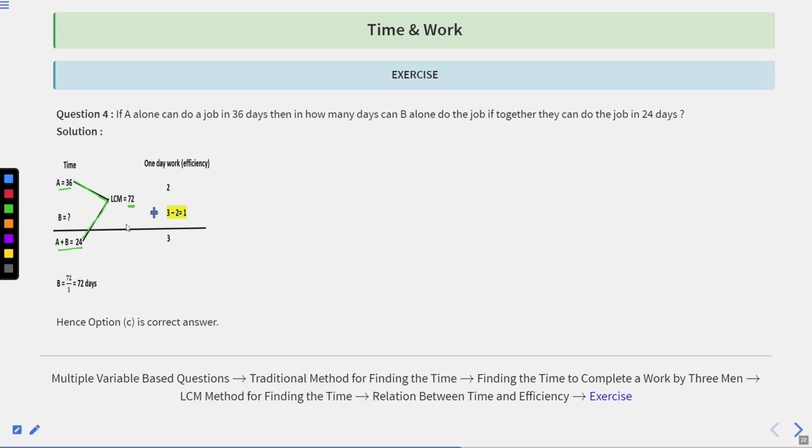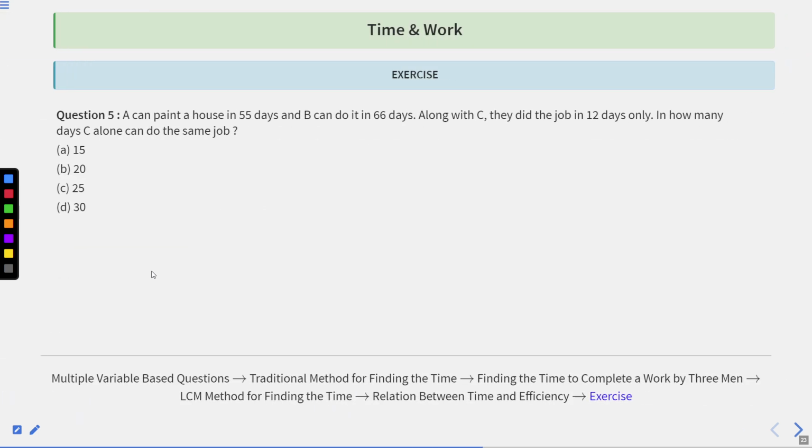Now the work efficiency. So work efficiency of A is 72 divided by 36, that is 2, and the work efficiency together is 72 divided by 24, that is 3. So since the together work efficiency is 3 and work efficiency of A alone is 2, that means the work efficiency of B is going to be 3 minus 2, that is 1. So time taken by B alone to do that work will be 72 upon 1, that is 72 days. So the option correct here is option C.